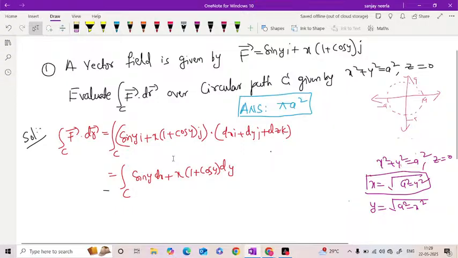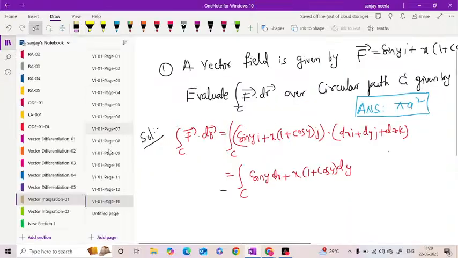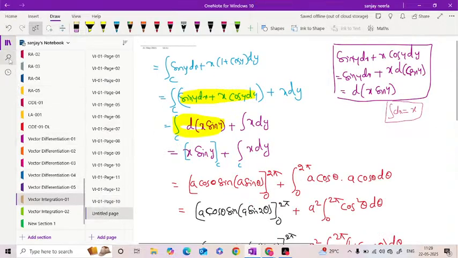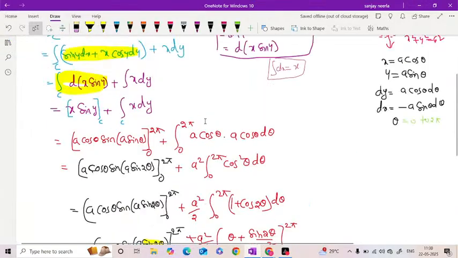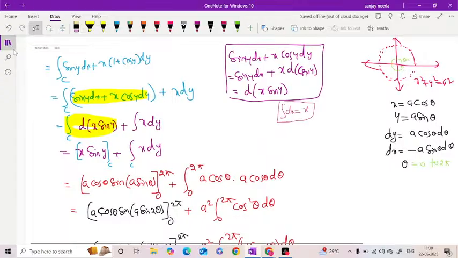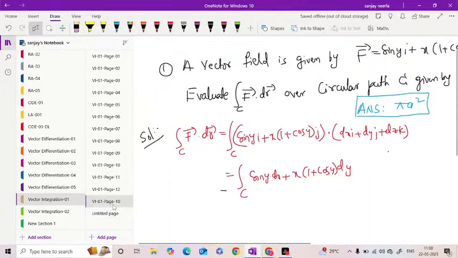So last class we said that the result according to the line integral is pi a square. Last class I explained it by using the line integral, and the result we get is pi a square. Okay, but again we will solve it by using Green's theorem.